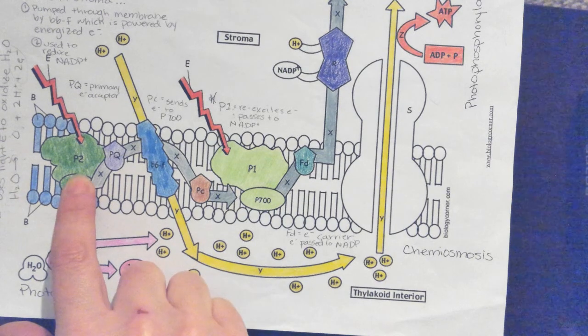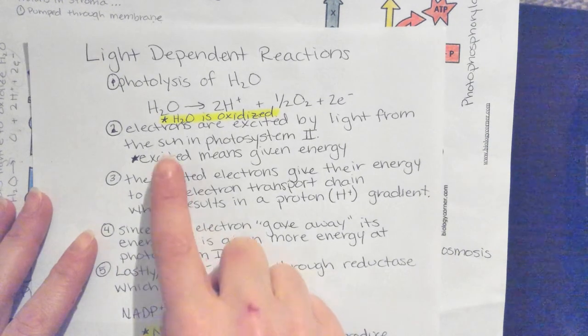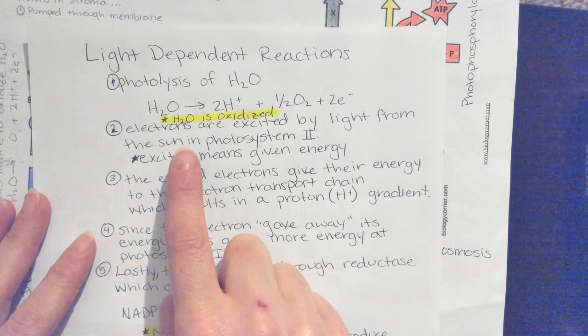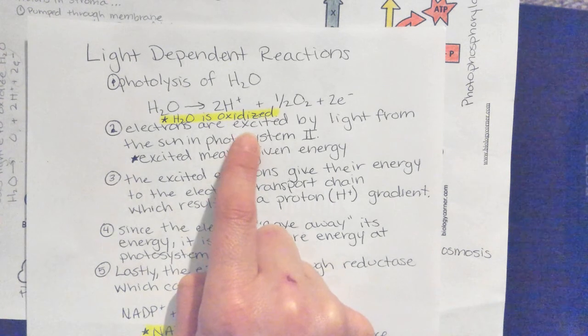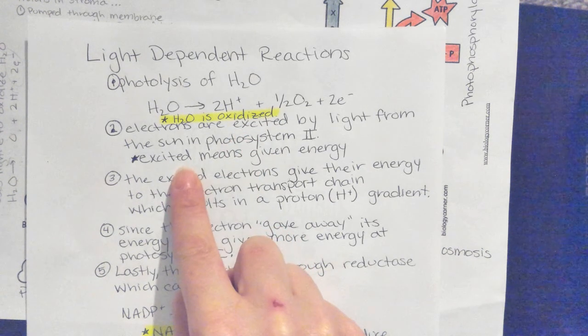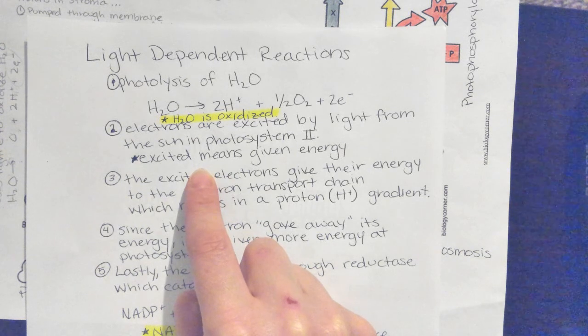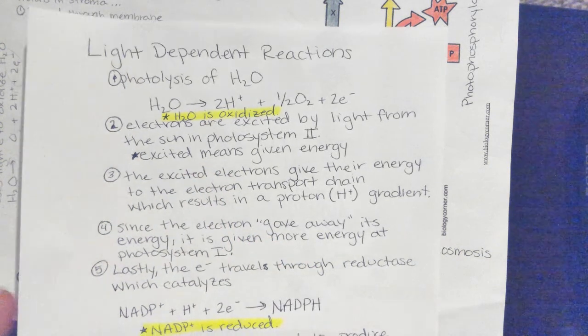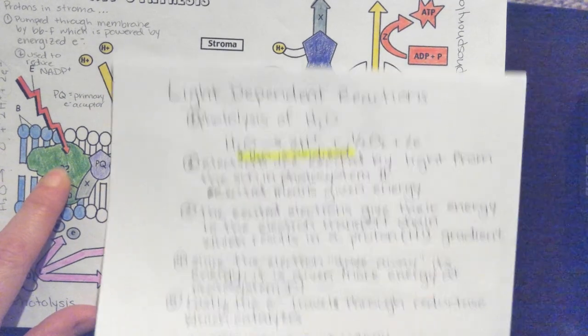And those electrons go to photosystem 2. Now, those electrons go into photosystem 2 so that they can gain energy from the sun. So a lot of times you'll hear the electrons are excited. That means that they were given energy somehow. In this case, they're given energy from the sun. Okay? So that's the whole purpose of the electrons traveling to photosystem 2.